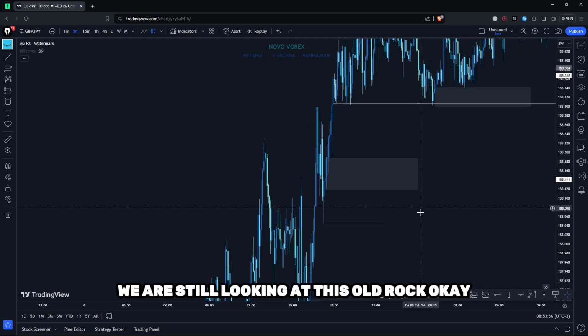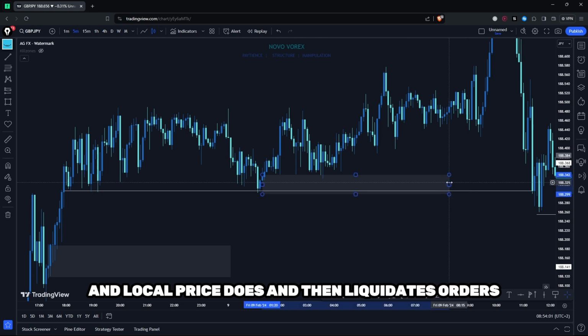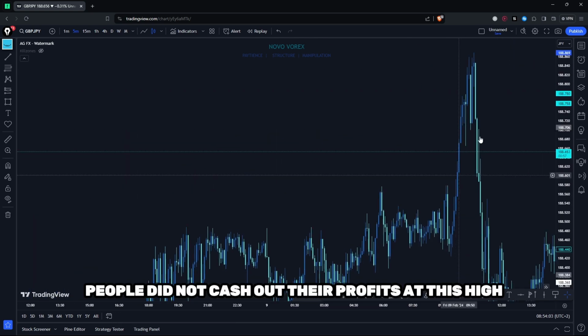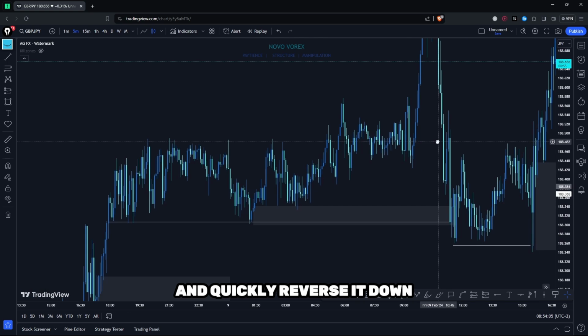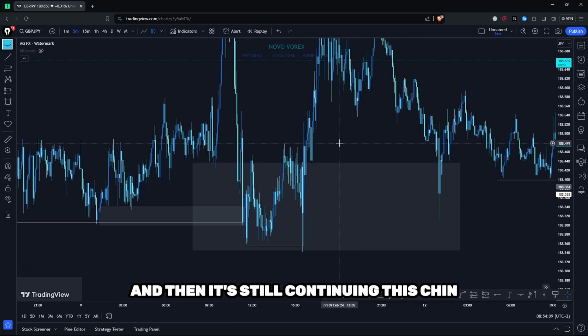But we are still patient. We are still looking at this order block, okay? And look what price does. It then liquidates orders, or people did not cash out their profits at this high. It quickly reverses down. And then it's still continuing this trend.